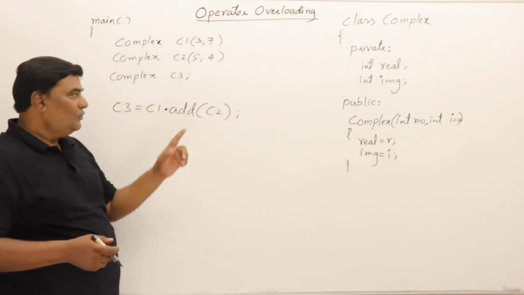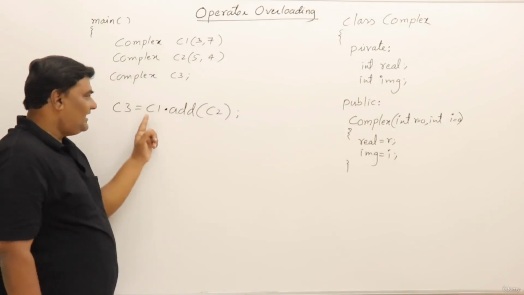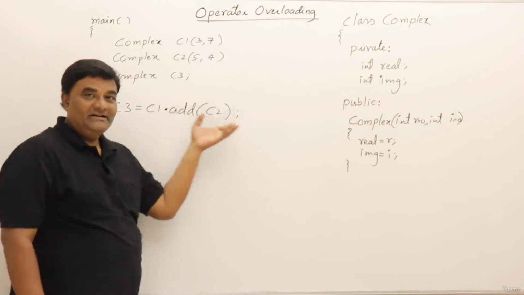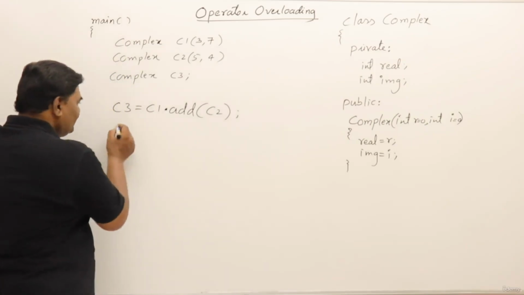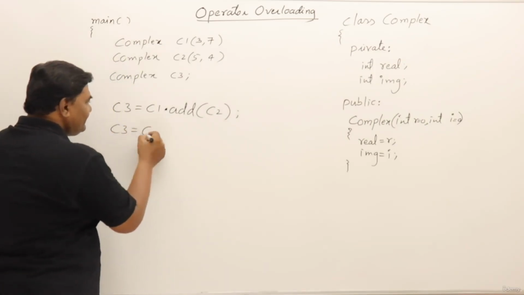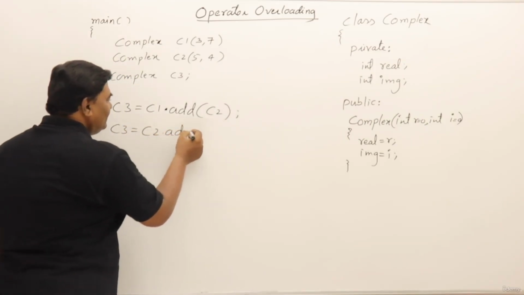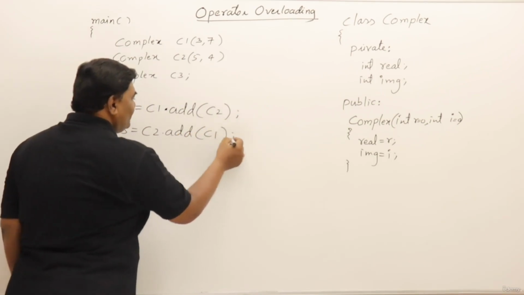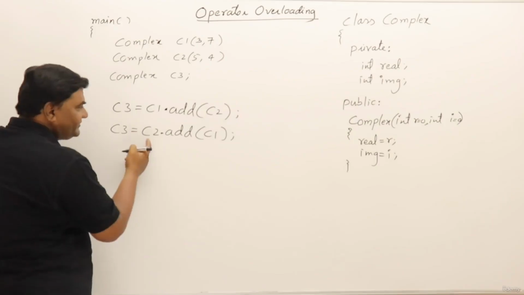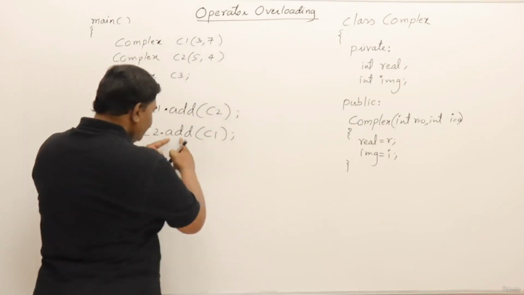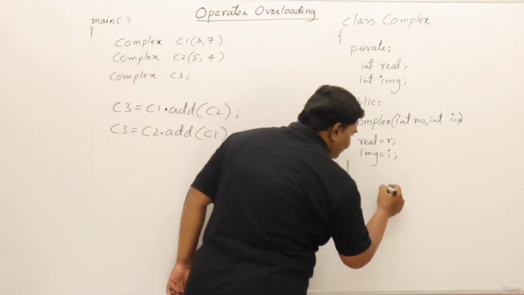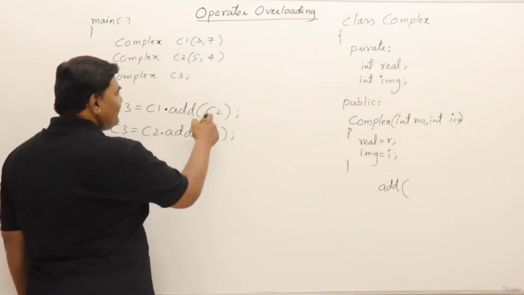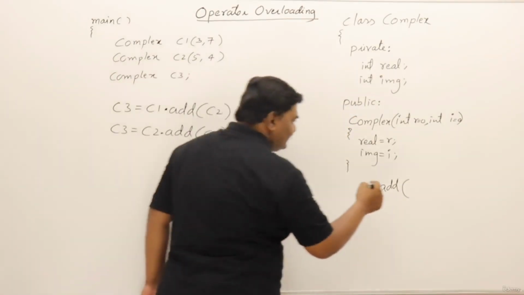In the same way, who will add complex numbers? C1 will add by taking C2 as an argument, or C2 will add by taking C1 as an argument. So it can also be written like this: C3 assign C2 dot add, with C1 taken as a parameter. So I will show you how to write this function. Here I will write the function name, add. Then what is the parameter it is taking? C1 or C2, anyone. So it's a complex number.